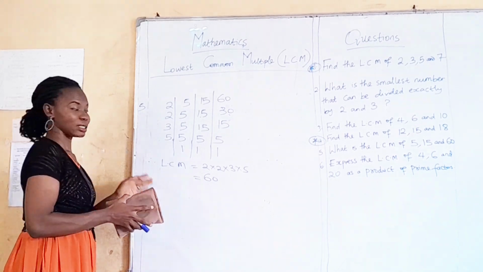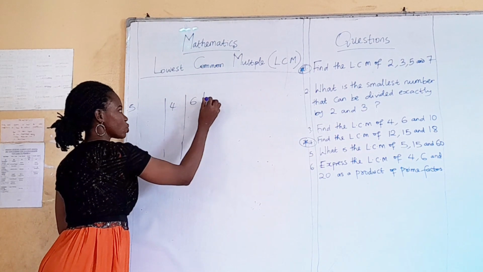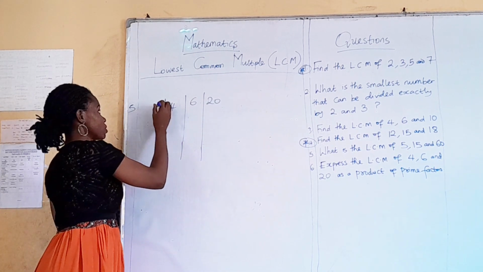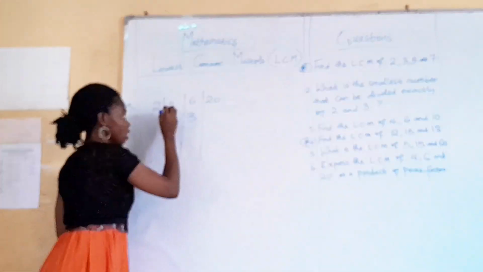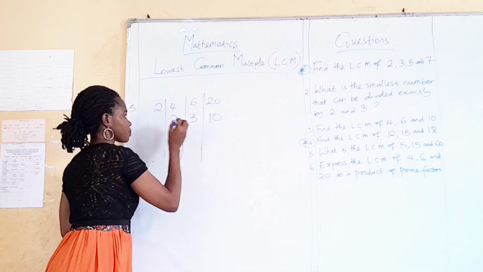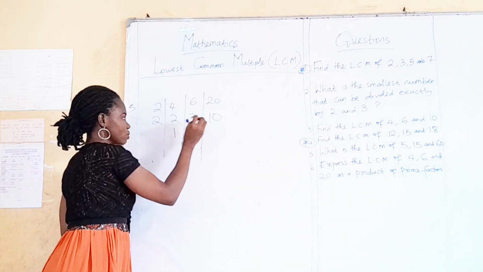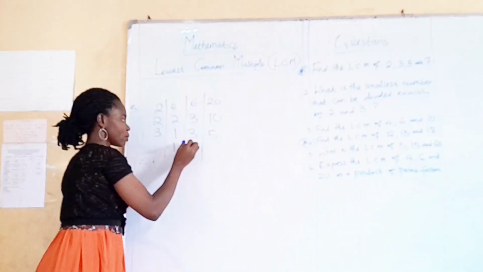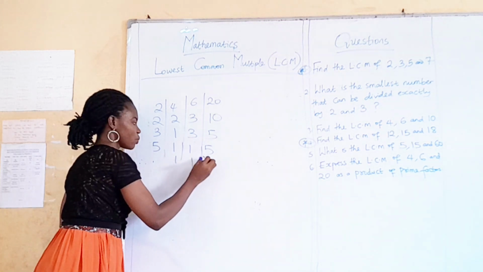Okay, you're writing? Okay. Number 6, we have 4, 6, and 20. So we start with 2 because they are even numbers. 2 can go in 4, 2. 2 go in 6, 3. 2 go in 20, 10. 2 goes in 2, 1, 3, 2 in 10, 5. 3 we go, 1, 1, 5. 5 we go, 1, 1, 1.